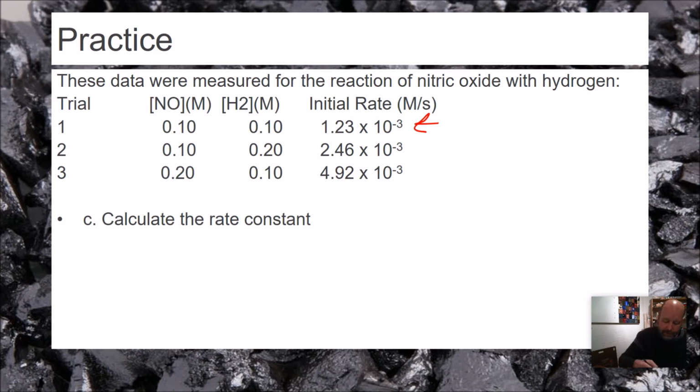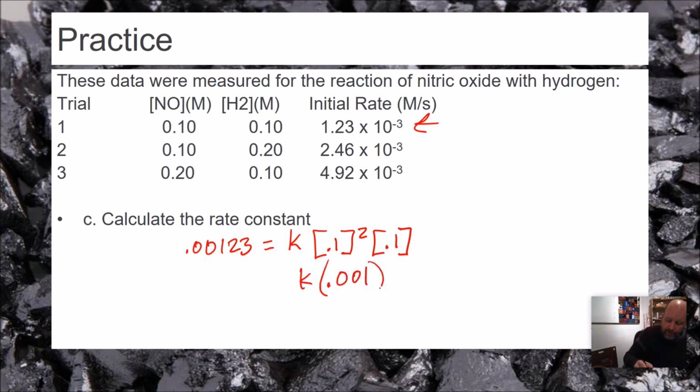So we're going to do the rate, which is 0.00123 equals K times 0.1 to the second times 0.1 for the hydrogen, right? So this is going to be 0.001 times K equals 0.00123. So we're going to divide both sides by 0.001. So that's the same as multiplying both sides by 1,000. So 1, 2, 3. We're going to get 1.23 equals K.